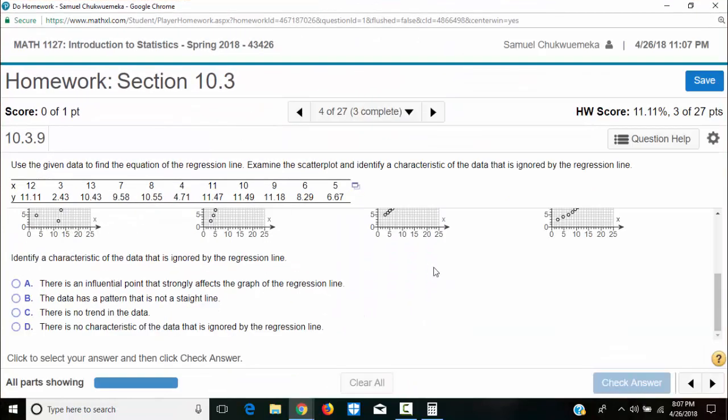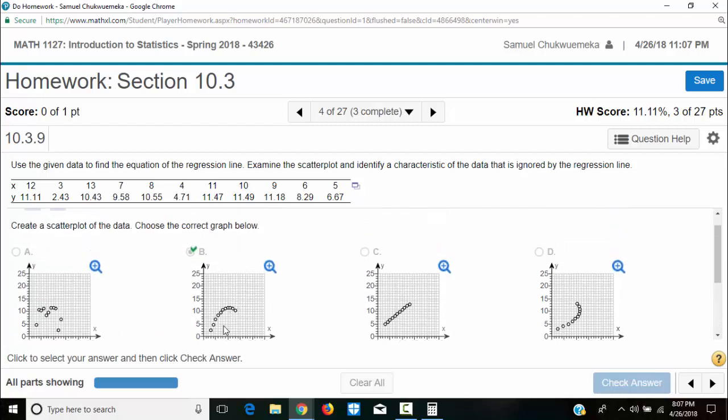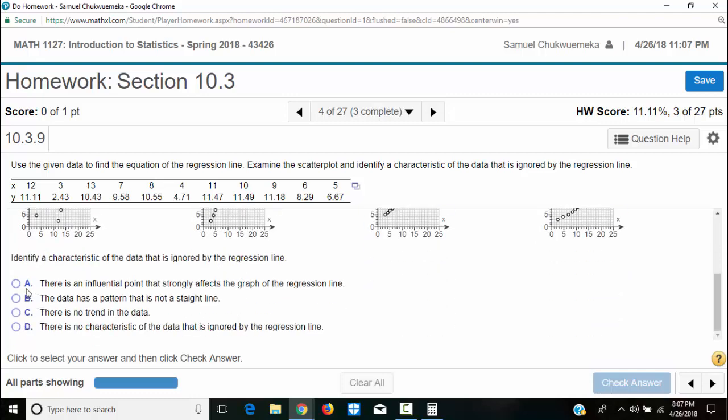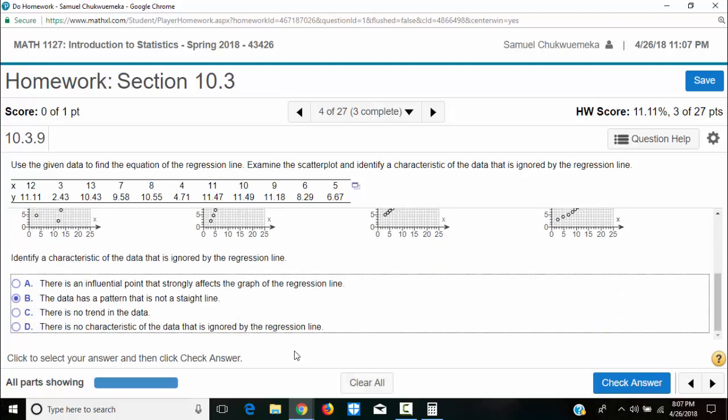The next one, identify a characteristic of the data that is ignored by the regression line. If you read these options, you will see that the data has a pattern that is not a straight line. It has a curve like a parabola. So it's going to be option B.